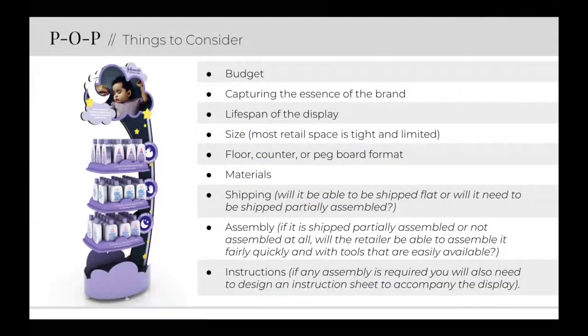Some things to consider when you're working on a POP. We're going to talk about budget. You need to consider your budget. You need to capture the essence of the brand. The lifespan of the display, size. Most retail space is tight and limited. So you need to think about floor, counter, or pegboard format. What materials are you going to use? How will it ship from the printing agency to the stores where it will go? Assembly, like who's going to assemble this thing? If it's super complicated, are the people who are working at the store qualified to put it together? And instructions. If it is complicated, you need to include instructions.